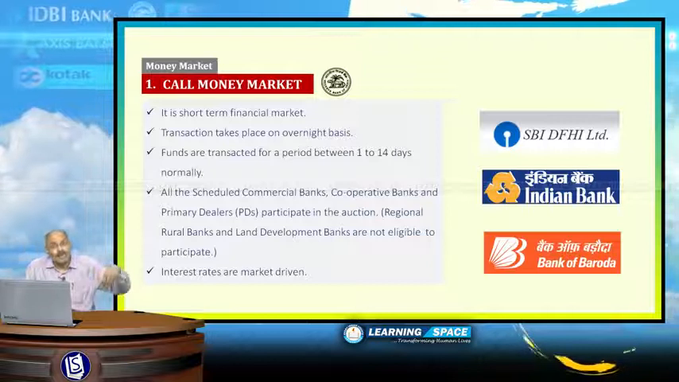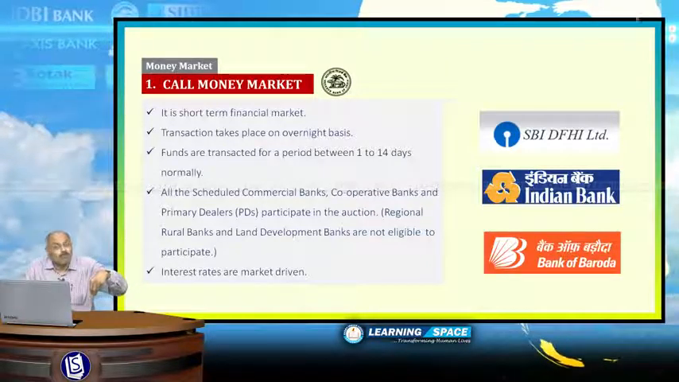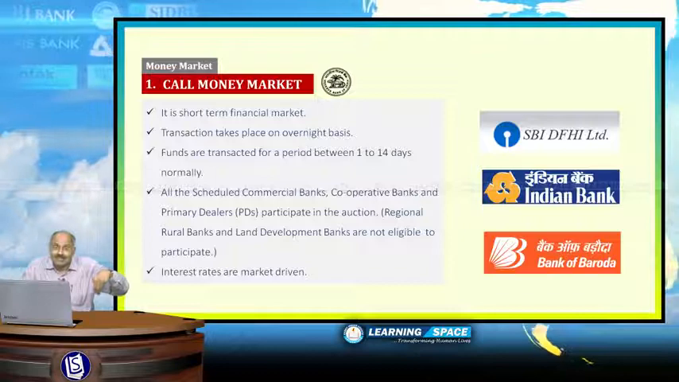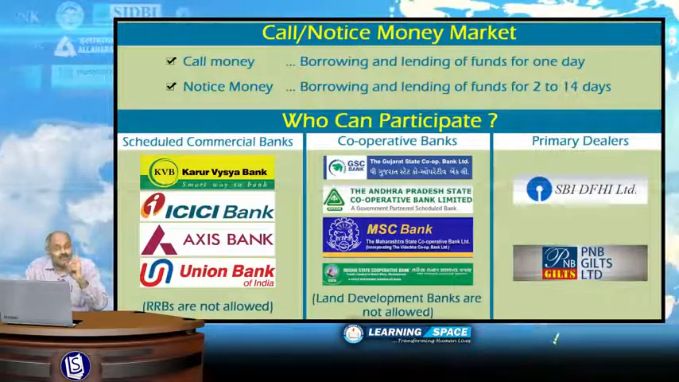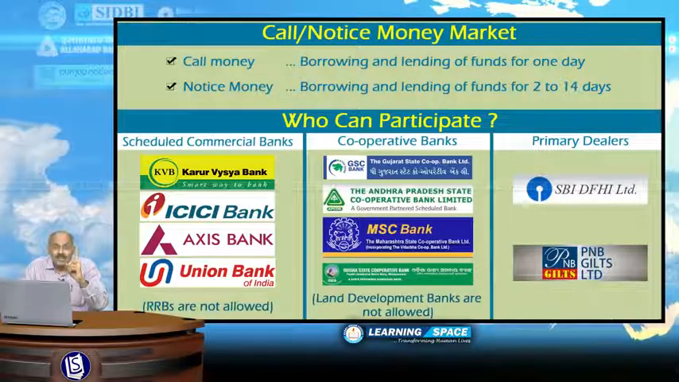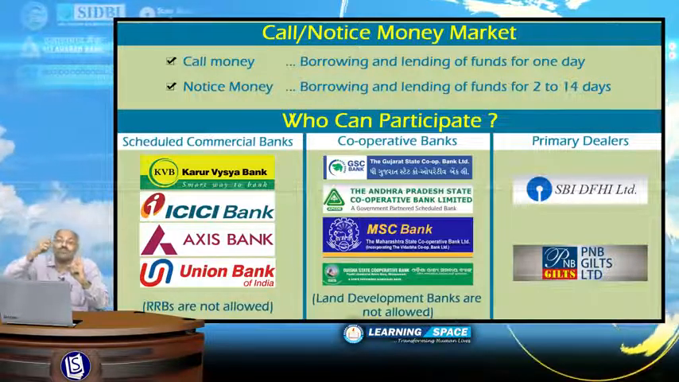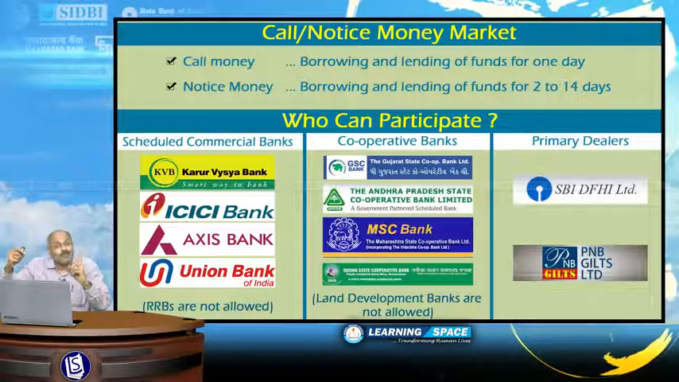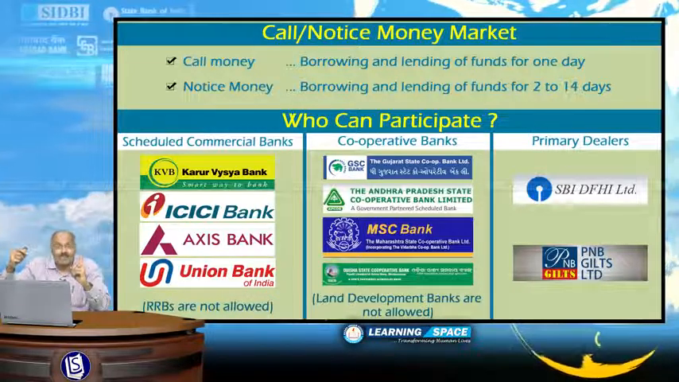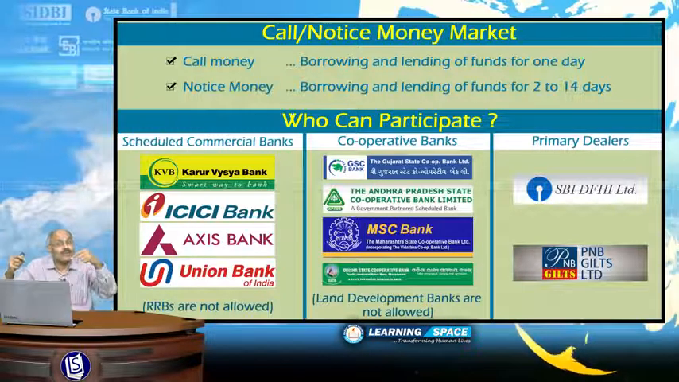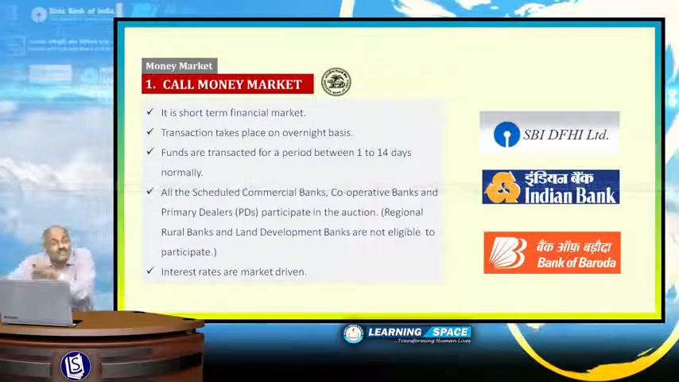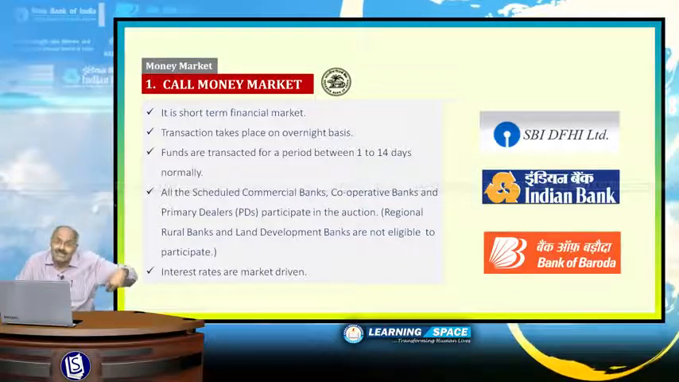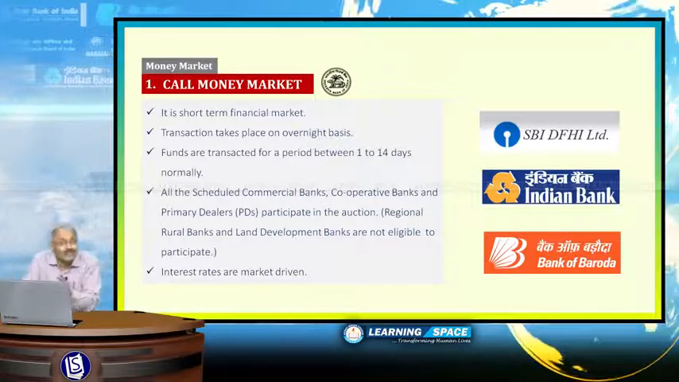Call money is basically when somebody is borrowing for a few days. If a bank is borrowing for 1 day, it is call money. If a bank is borrowing for 2 days to 14 days, it is notice money. For 1 day it is call money, and for 2 to 14 days it is notice money. Broadly this is categorized as the call money market, a short term financial market, and here transactions take place on an overnight basis.